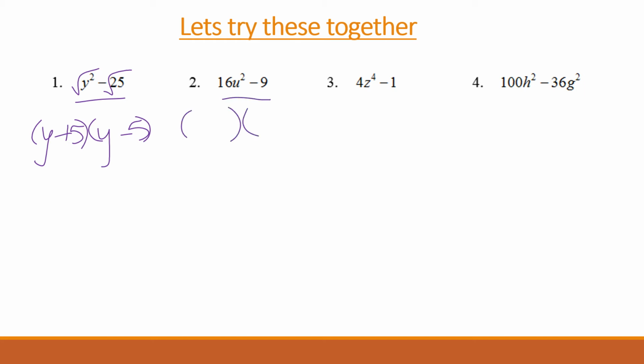So set up my 2 parentheses here. The square root of 16u squared would be 4u, so put that in the front of both parentheses, and then the square root of 9 is 3, so put that in the back, and then 1 is adding and 1 is subtraction.